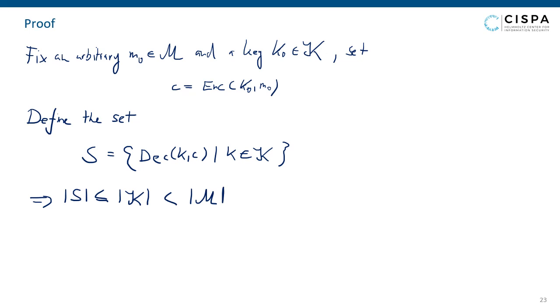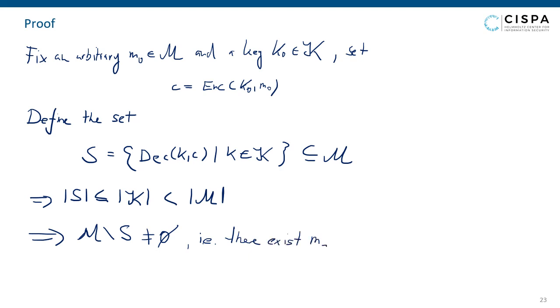which by the assumption above is smaller than the message space. So we get that the size of S is smaller than the size of the message space, but we know that S is a subset of the message space, and we can conclude that M without S is non-empty, which means there exists a message M1 which is in M but not in S. There exists a message M1 in M which is not in S.